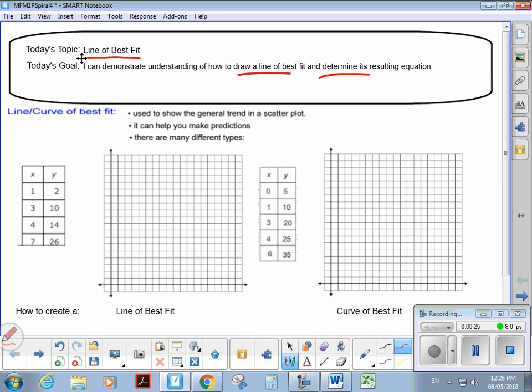So we're looking at two different possibilities. It could be a line or it could result in a curve. It's used to show a trend in a scatter plot. So we're going to be drawing some scatter plots in this unit. It helps us make predictions, and there are two types. We have a line of best fit, and a curve of best fit.